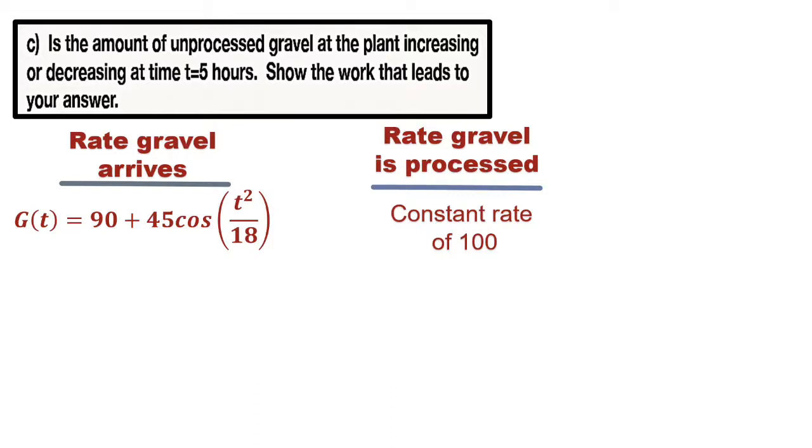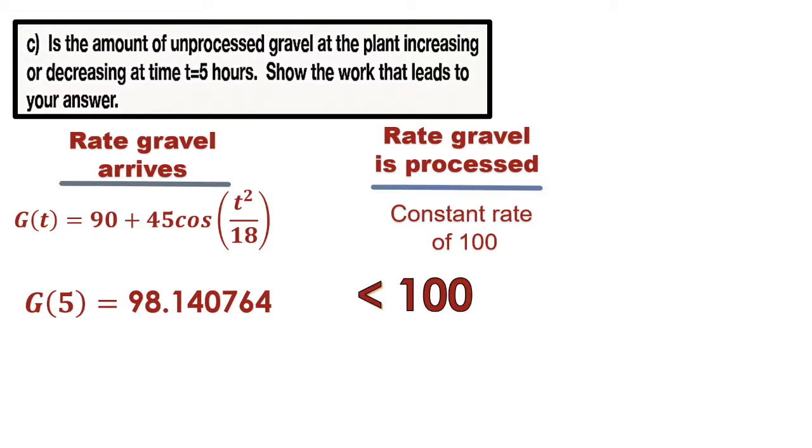We want to compare these rates at time 5. If I substitute 5 into g of t, I get this 98.140764. No matter what number I substitute into a function that is just a constant value, in this case 100, I get out that constant value, so I get out 100. If you think about what this means, at time 5, the rate the gravel is arriving is 98.1-ish tons per hour. And then the rate the gravel is being processed is 100 tons per hour.